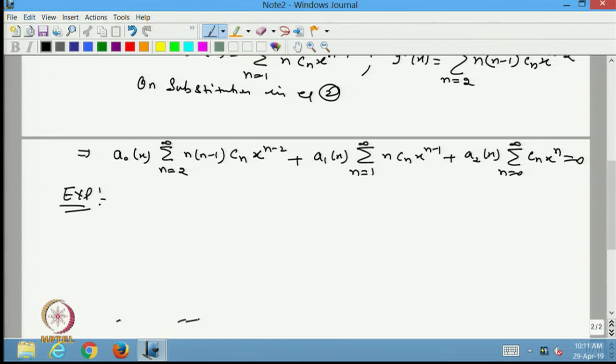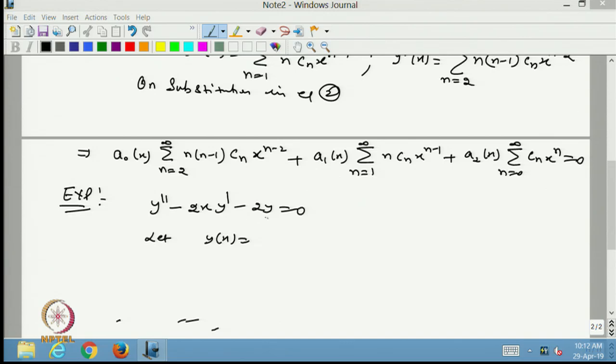I will take a very simple example. Suppose I take the differential equation y double dash minus 2x y dash minus 2y equal to 0. In this case, the differential equation has a constant coefficient here, but here it is a function of x, so I do not know how to solve this type of differential equation. Then we consider that y may be a polynomial of infinite degree, and that is the solution of this equation.